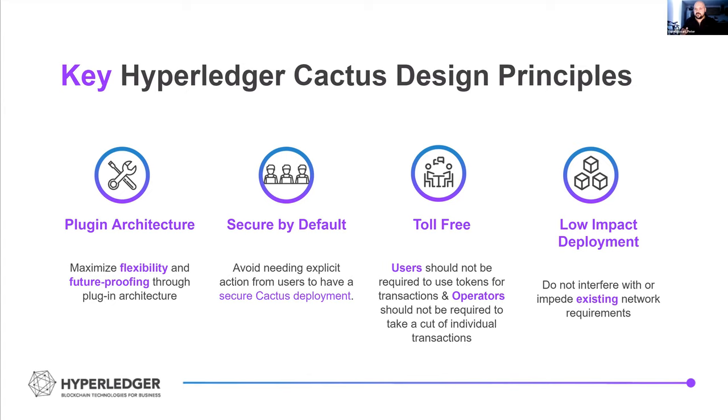And then low impact deployment, which I kind of already described, but I want to reiterate that we are separate from the ledgers. So in this sense, the ideal scenario is that you already have ledgers that you want to integrate, and then you can deploy Cactus to do just that without actually having to modify the ledgers themselves.